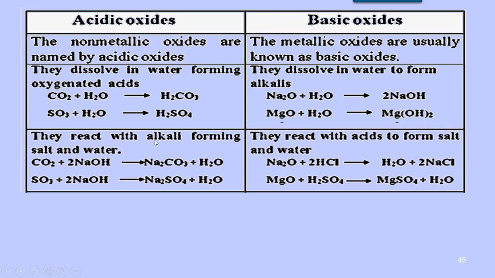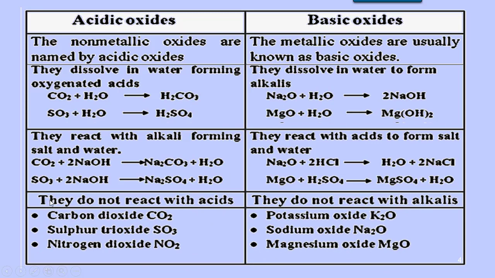Acidic oxides react with alkali, forming salt and water, but basic oxides react with acids to form salt and water. Acidic oxides do not react with acids. Basic oxides do not react with alkalis. Examples for acidic oxides: carbon dioxide, sulfur trioxide, and nitrogen dioxide. Examples for basic oxides: potassium oxide, sodium oxide, and magnesium oxide.